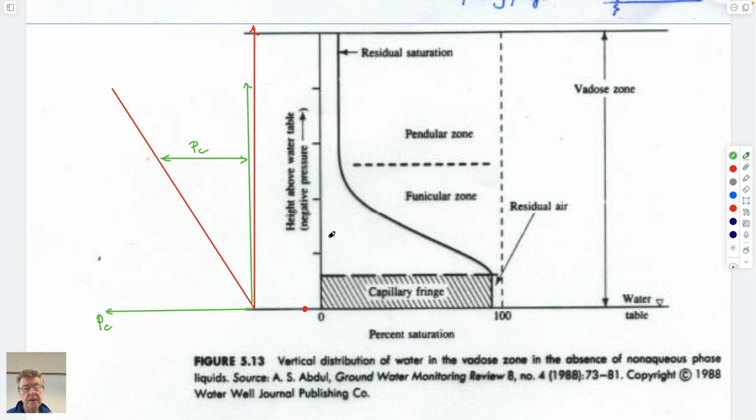So what this physically means is that this portion here, if I switch out the colors, is water saturation. As would be this. And in the different zones below that, then this would be the saturation of the non-wetting fluid, which is air in this particular case.